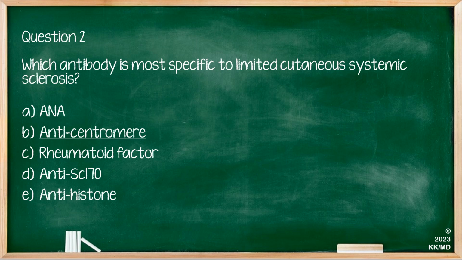ANA is usually positive in these patients, but is not specific. Rheumatoid factor may be seen, anti-SCL70 may sometimes be seen, but usually seen in the diffuse form, as we will find out in another video. And antihistone antibodies, you will remember, are classically associated with certain forms of drug-induced lupus.